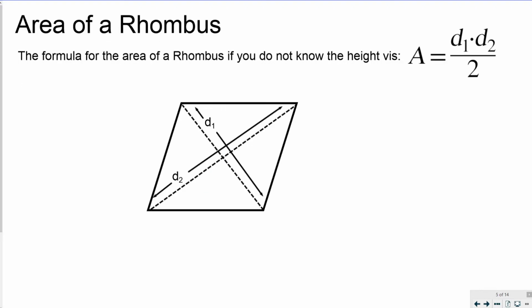And then finally, the formula for the area of a rhombus, if you do not know the height, is A equals diagonal 1 times diagonal 2 divided by 2. And we went over that formula when we covered rhombuses last section. Just reviewing it for you again.